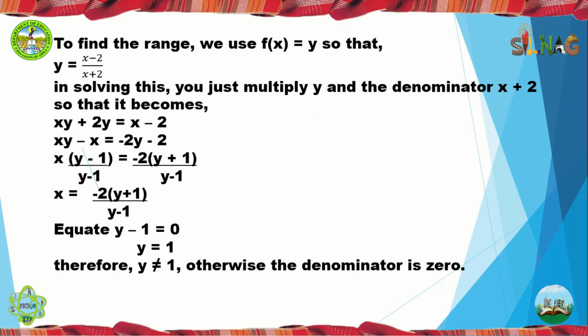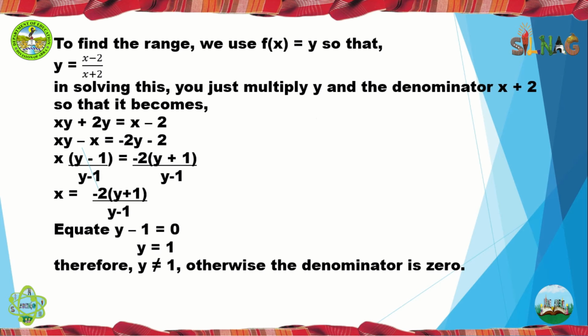Then we apply common factoring at the left side. So the common factor is x. Xy divided by x is y. Negative x divided by x is -1. Then we also apply common factoring at the right. And the common factor is -2. -2y divided by -2 is positive y. -2 divided by -2 is positive 1.